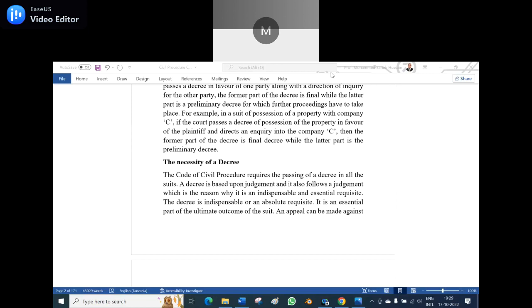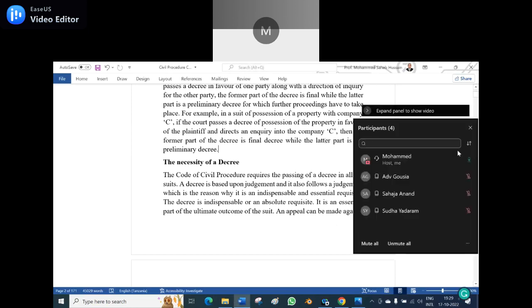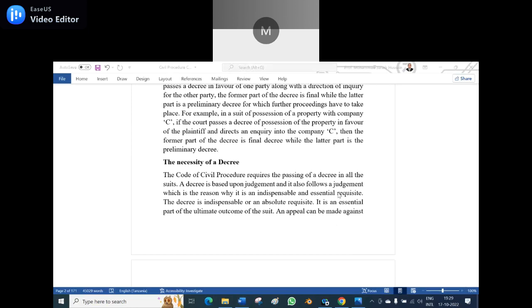Participants, which is a prerequisite? Judgment is a prerequisite for decree. Wrong. Decree is a requisite. Decree is essential. Of course, don't say the word prerequisite. When you say prerequisite, it means judgment should be there. Requisite means decree is requisite. And indispensable means necessarily must be there. What? Decree. Is it clear?